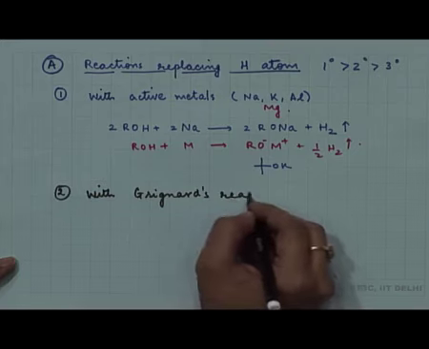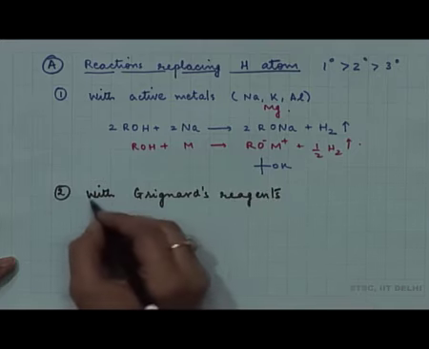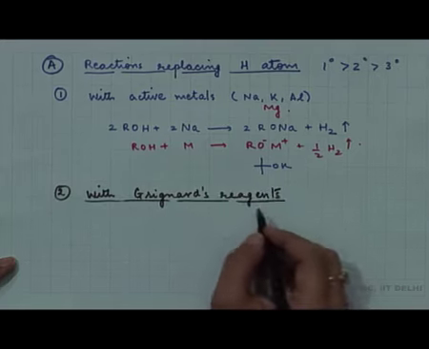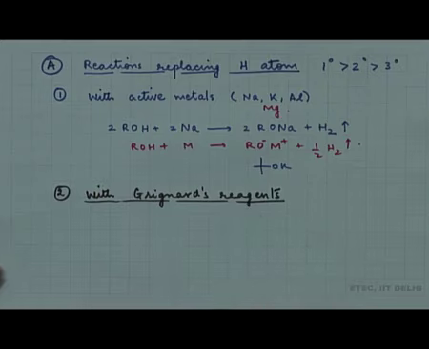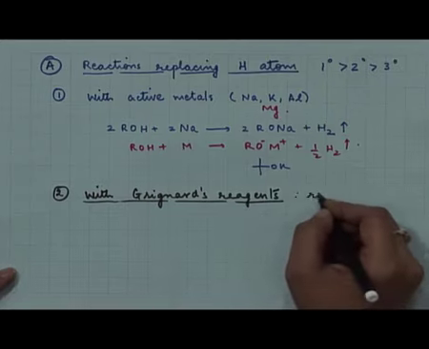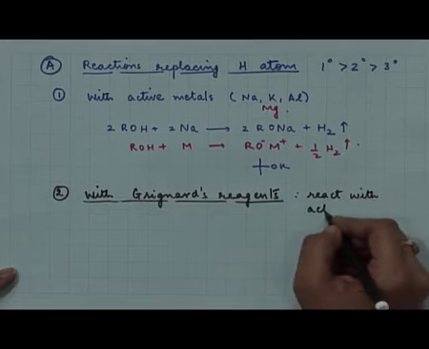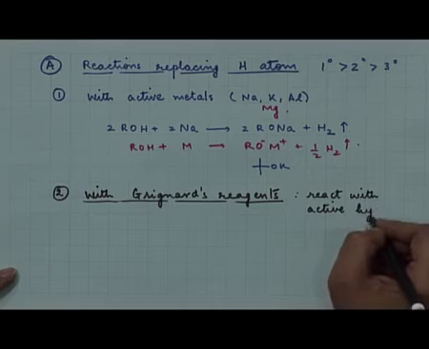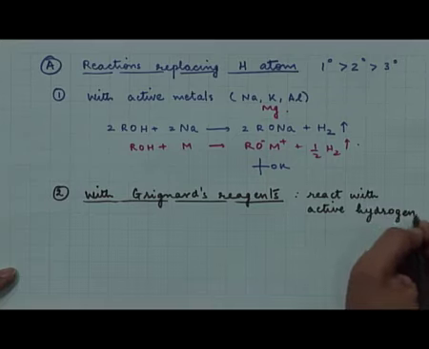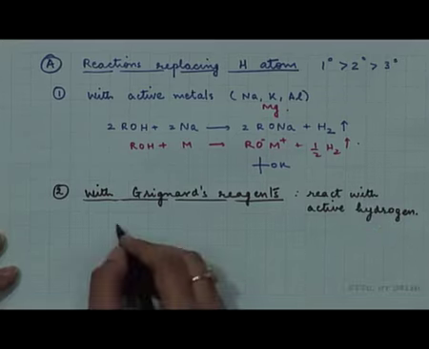Grignard's reagents, we know, are able to abstract any acidic proton very easily. So, Grignard's reagent essentially reacts with active hydrogen species, and the substrate in this case happens to be alcohol.